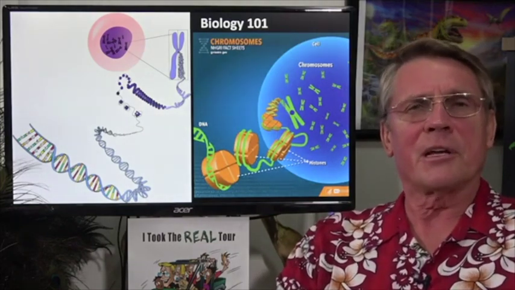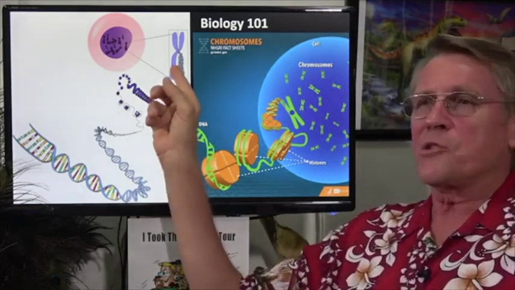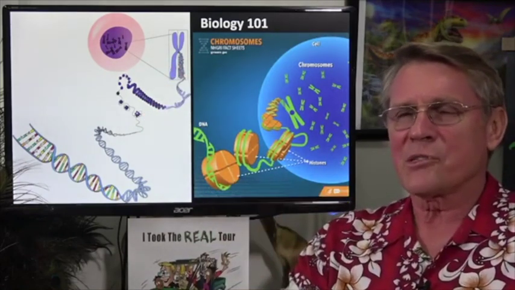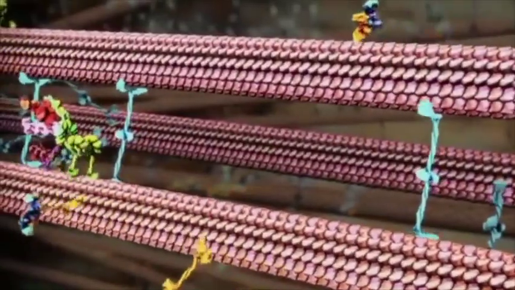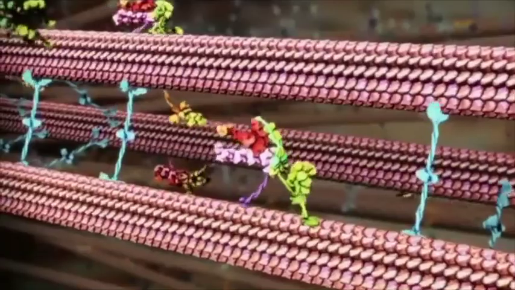So let's look at a couple video clips and see the complexity of what happens when that DNA wants to make a copy of itself to make a new cell. Watch this. These are tiny molecular machines, and they are doing this inside your body right now.